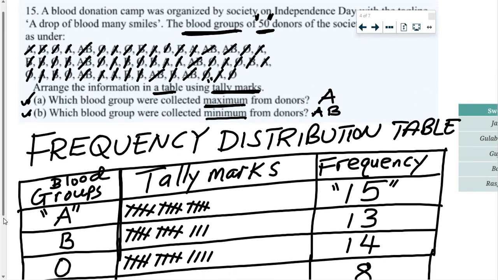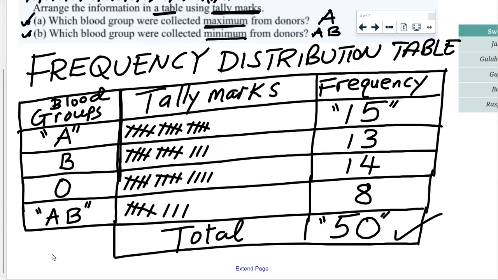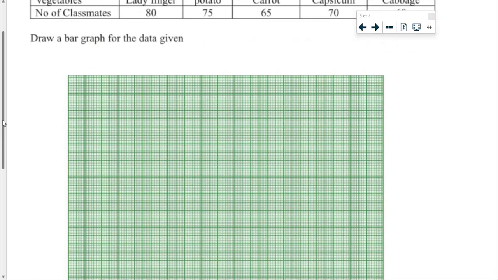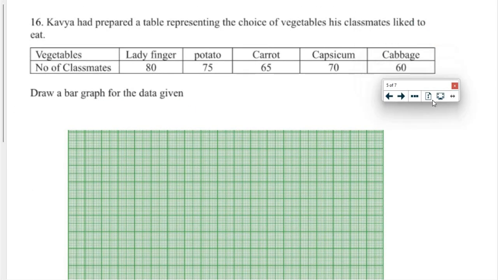The next question is this question here. Question number 16.